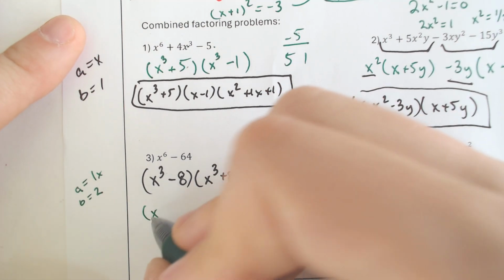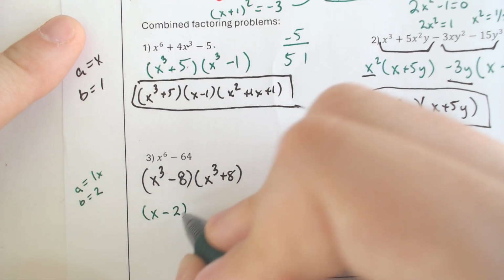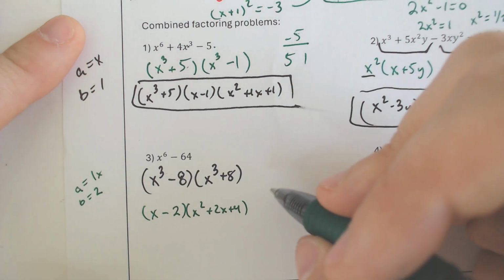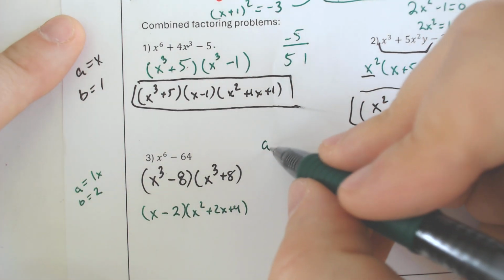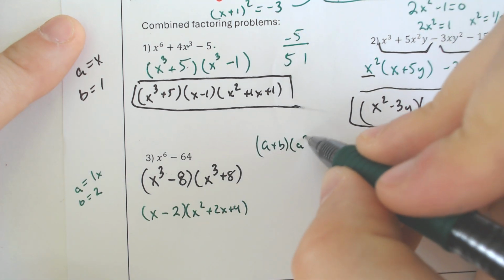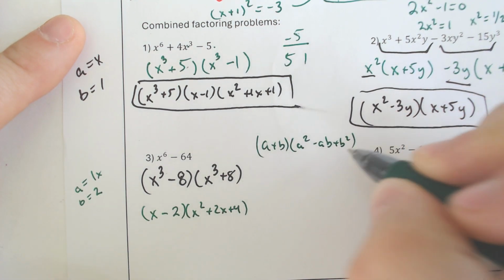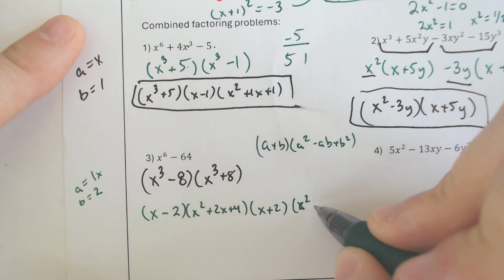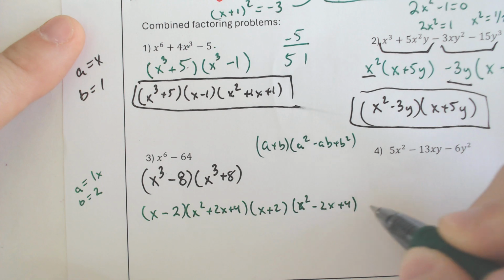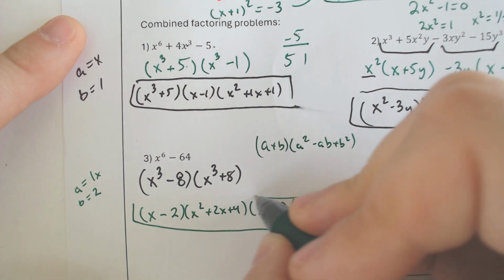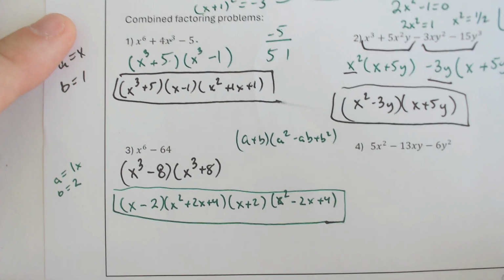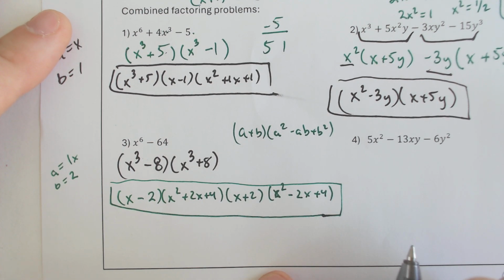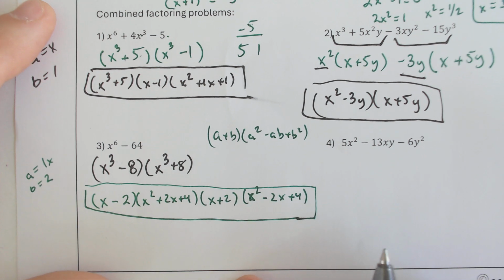So this is going to be x minus 2, x squared plus 2x plus 4 for the first one. And then the next one, because the AB formula for the positive is a plus b, a squared minus ab plus b squared, it would be x plus 2, and then x squared minus 2x plus 4. And all of this nastiness would be the answer. All right? And if you started with the AB formula, it would still work out, but it would be a little bit more annoying to deal with.